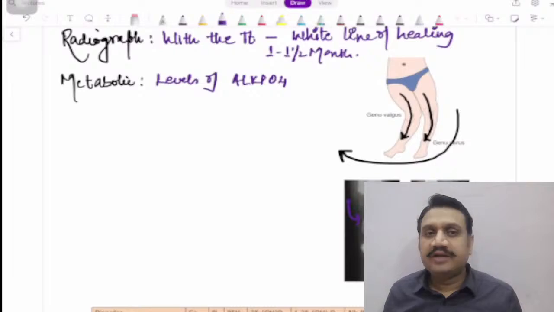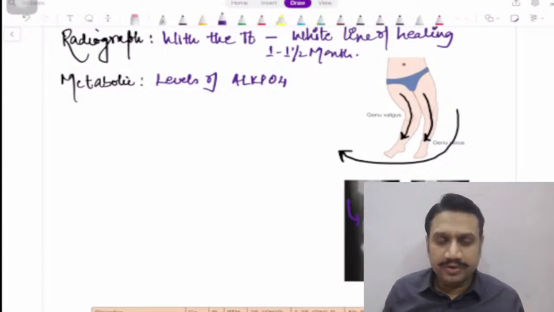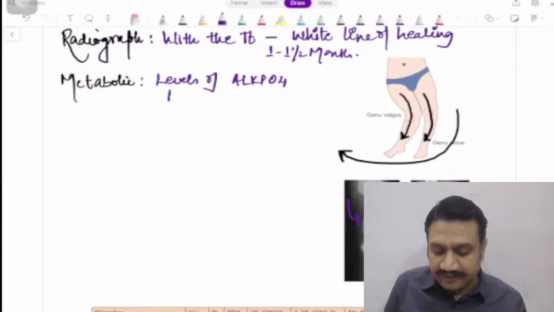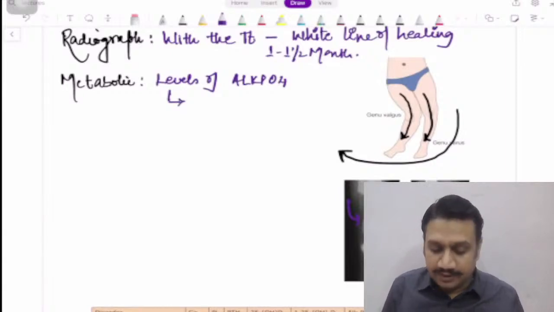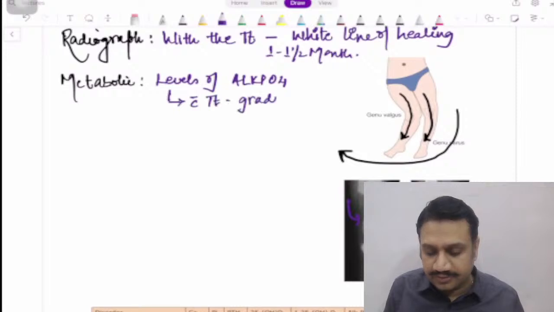So the level of alkaline phosphatase is the metabolic assessment of our patient's treatment, right? What do we do? The level of alkaline phosphatase is always raised in cases of rickets, because it tells you about the increased blastic activity. So what happens with treatment? With treatment, it gradually becomes normal.